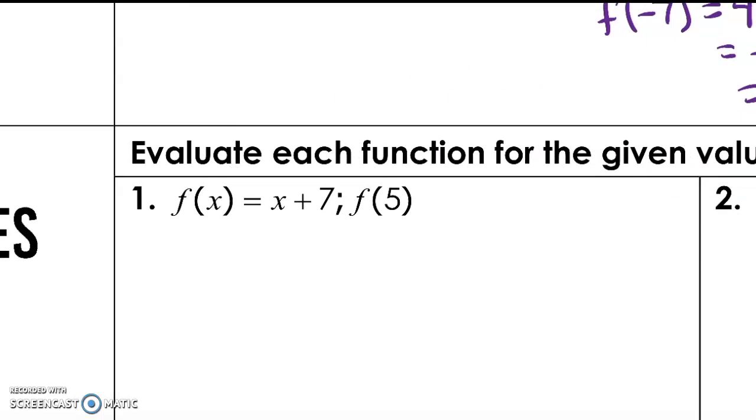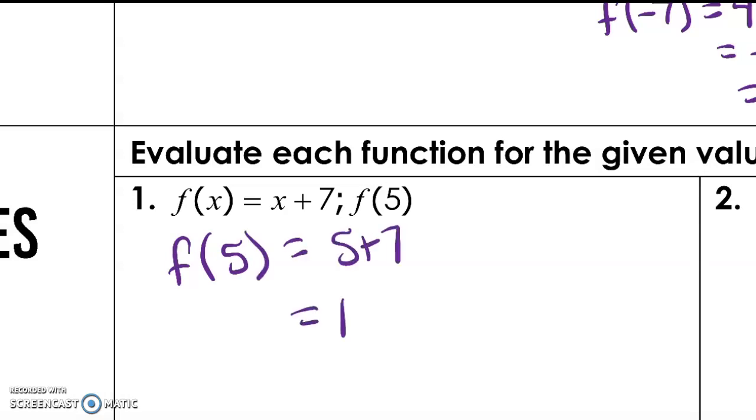So if we look at number 1, f of x is x plus 7. We are finding f of 5. Some of you can do that just in your head, but I do want you to practice writing out f of 5 equals 5 plus 7. So then 5 plus 7, our final answer is 12. So rewrite it by plugging the number in that they give you, and then do the math to figure out what your answer is. So we could have the ordered pair 5, 12. That's what we're really finding, is those ordered pairs.